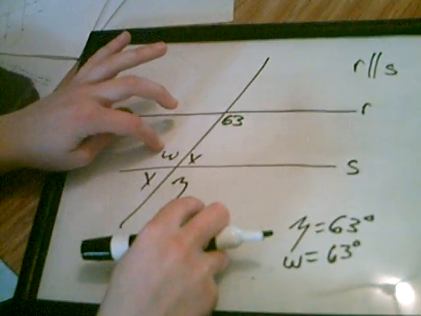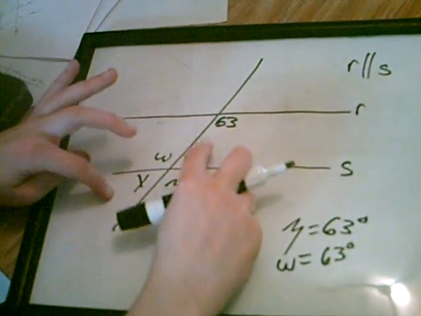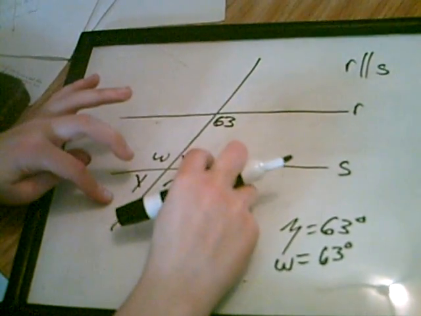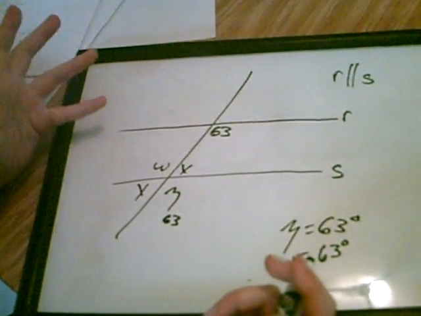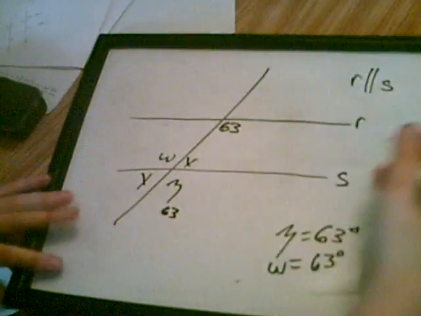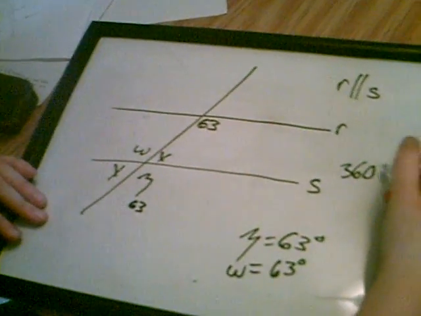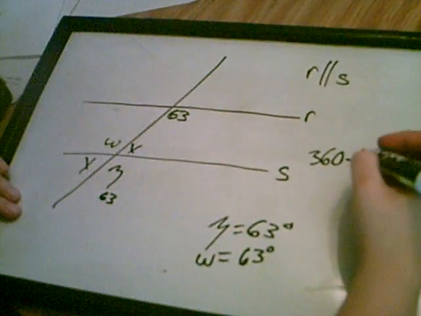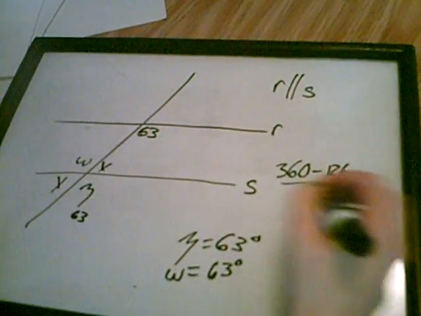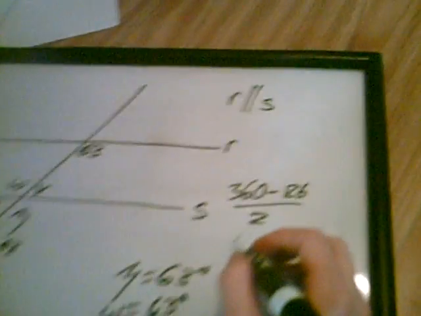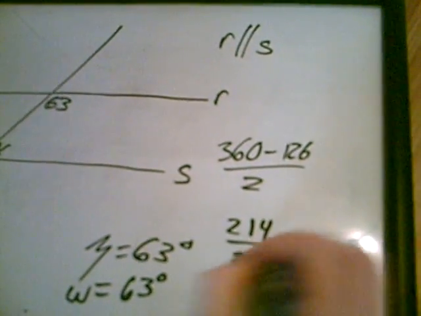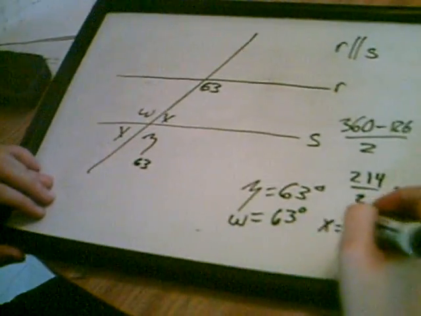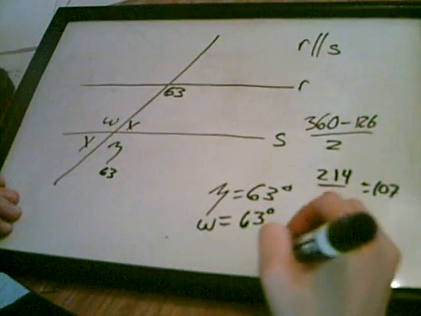Okay, now we know these two angles, and we know these two have to be congruent because they're vertical angles. So we know that 2 times this plus this is going to equal 360 degrees. So there's 360 all the way around. So we have 360 minus 63 minus 63, over 2. Okay? So that's 214 over 2 equals 107 degrees. So X and Y will equal 107 degrees.